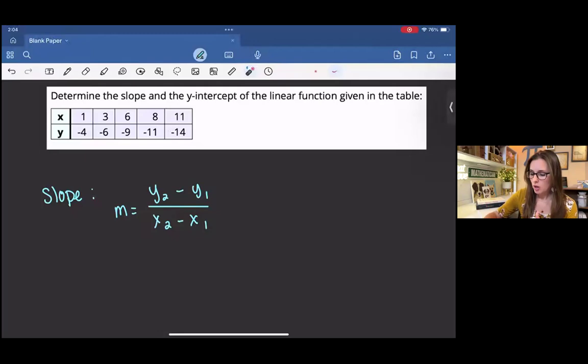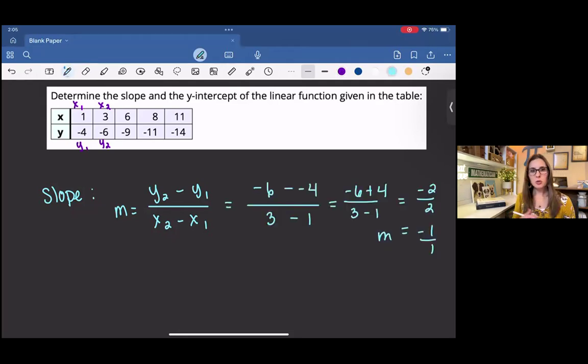So these are x values. I'm going to call this x1, x2, and these are y values. So I'm going to call these y1, y2. And then we're going to plug them into our formula and simplify. So once you do that, you should get -6 minus -4 over 3 minus 1. That simplifies to -2 over 2, which reduces to -1.